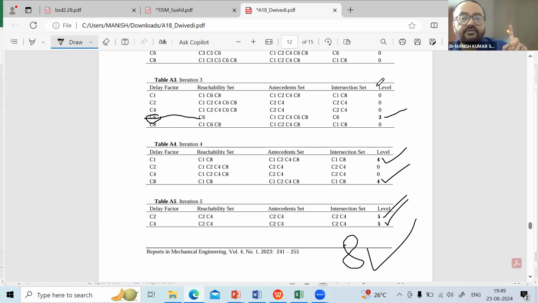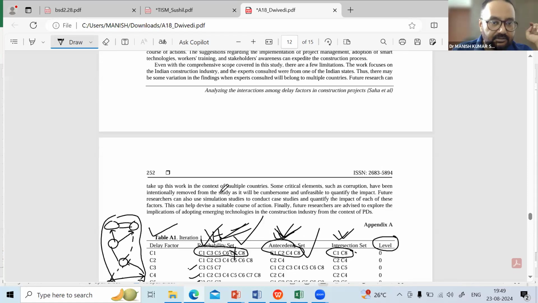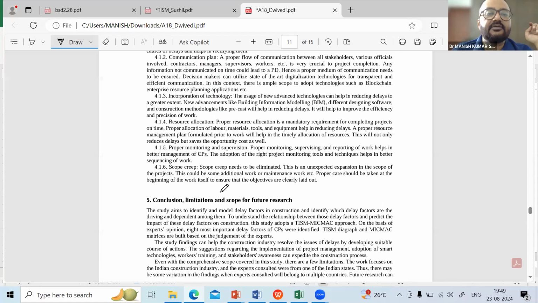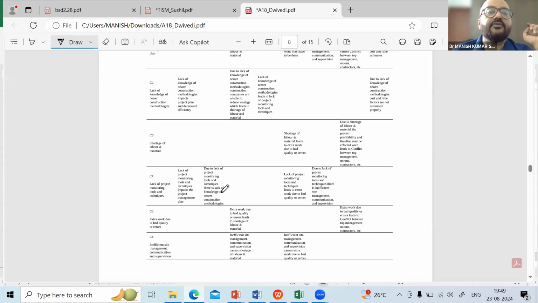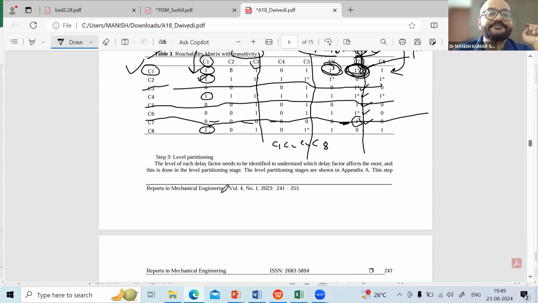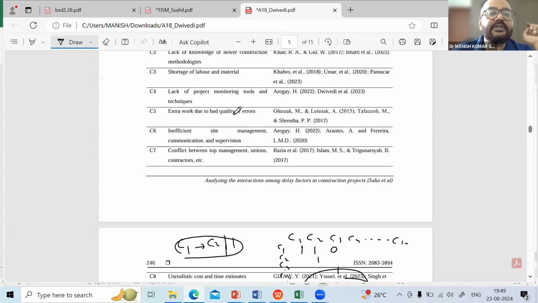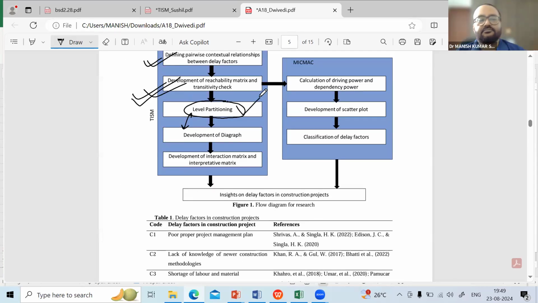Okay, now the important step is to create the diagram. Now I will go back to the methodology purpose. I told you that I will. So this we have created. Now what we have created, you have to understand: the development of level partitioning we have done. Now what do we have to do?